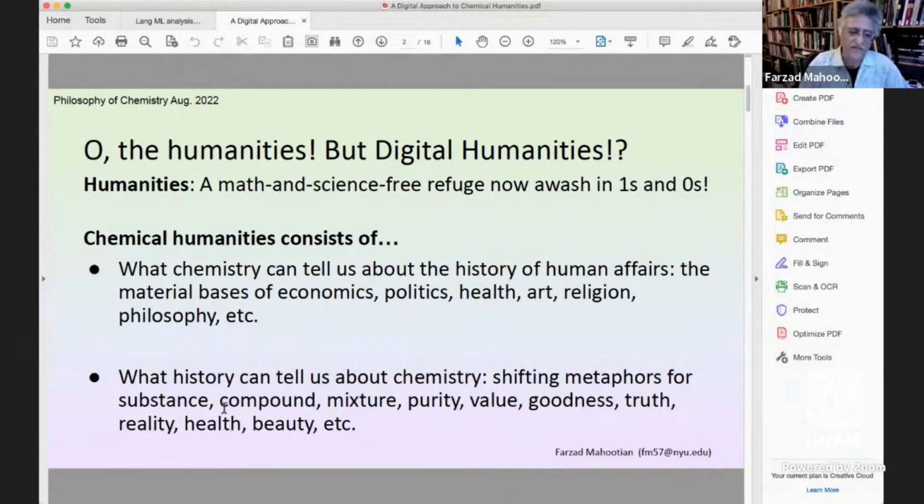And conversely, history can tell us a lot about chemistry by looking at exactly those other non-scientific contexts to see how shifting of metaphor, shifting of interest in various substances and compounds, the very idea or what language is used to talk about substance, compound, mixture, purity, which is the big deal, right? Value, what's valuable, what is worth having, worth doing. Goodness, truth, beauty, reality, of course. Why beauty? Well, a lot of alchemy, if you may or may not know, really the most ancient stuff, has to do with things like personal hygiene, hair color, nail polish, things like that.